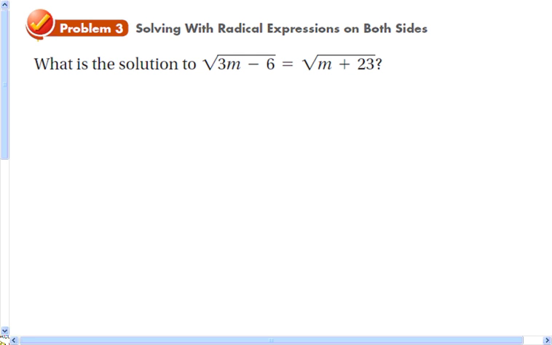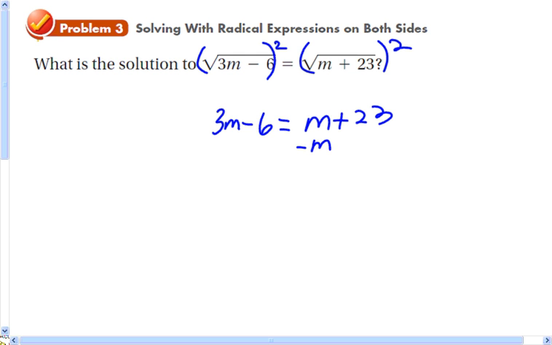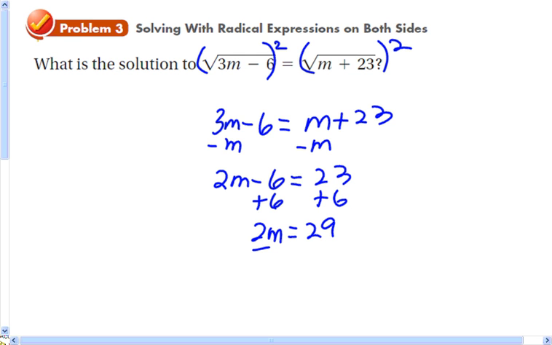All right, solving with radical expressions on both sides. Again, we're going to just use the idea that if we square a square root, we're going to get the radicand of that square root. So what we want to do is just square both sides here. When we do that, we get 3m minus 6 equals m plus 23, and then just continue to solve it. 2m minus 6 equals 23. 2m equals 29. M is 14.5. And then we just want to check our answer.